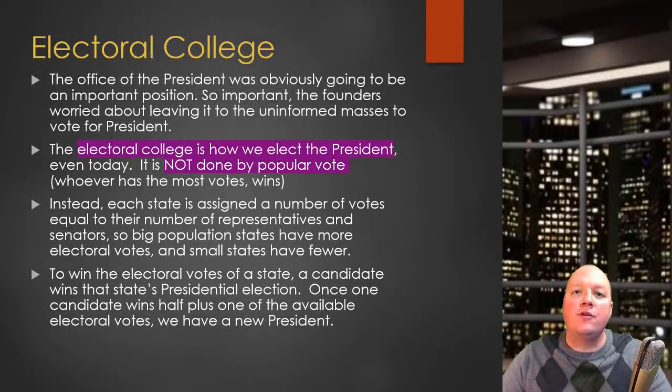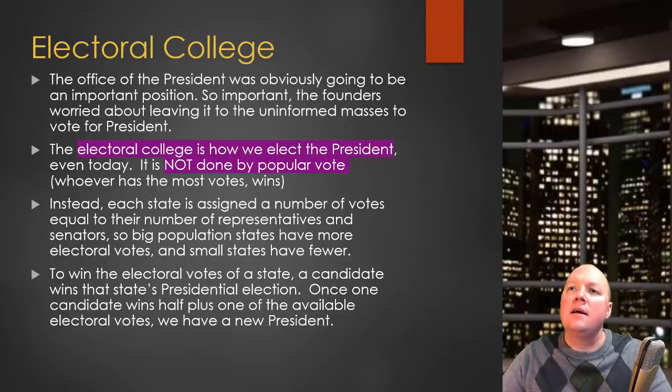One last part of the Constitution that I want to talk about today is how we pick our president, and that is through a system called the Electoral College. So, the people who created our Constitution, the people we call the founders, knew that the president was going to be a very, very important position. However, they were afraid about leaving the selection of the president up to the regular citizens of the country.